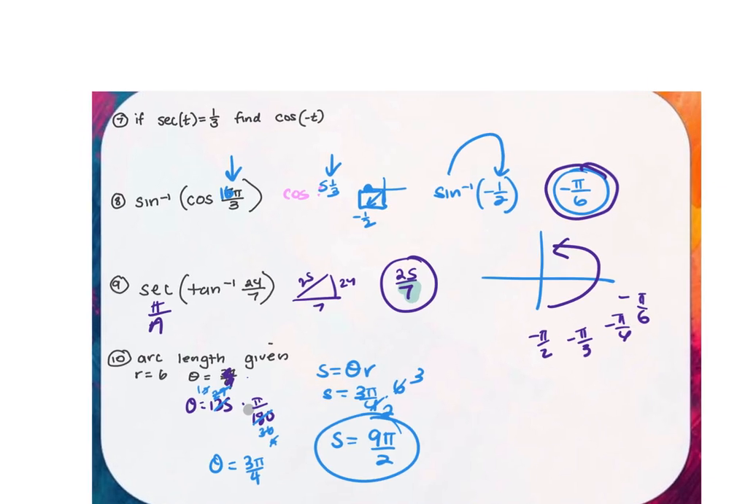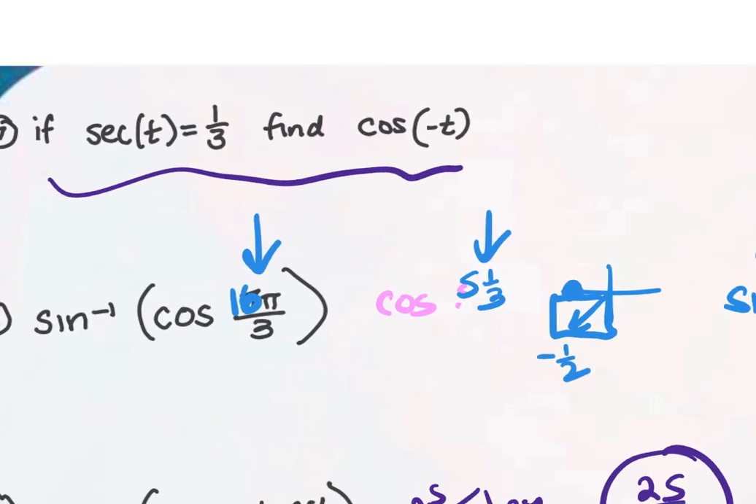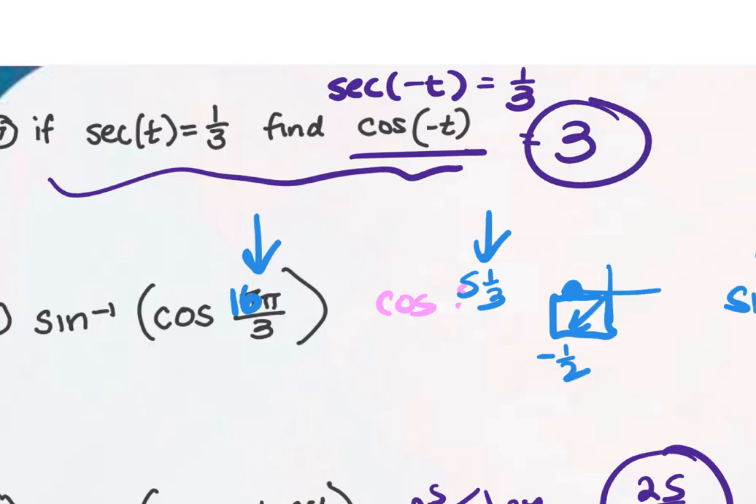I'm going to go back up to the top. These are your even odd functions. So which are the ones you don't change? Cosine and secant, right? It's reciprocal functions. So if I said secant of t was 1/3, then secant of negative t would still be a positive 1/3. And then cosine of that same angle is just the reciprocal, so it'd be 3. Sine, cosecant, tangent, cotangent, you change the sign.